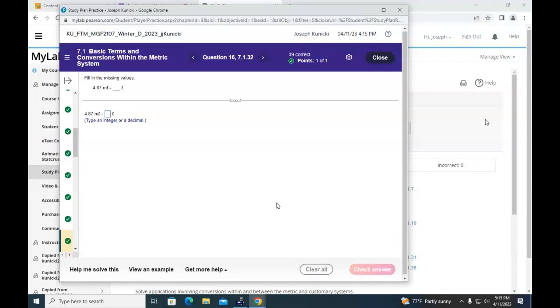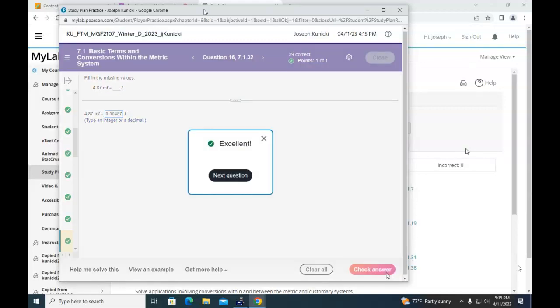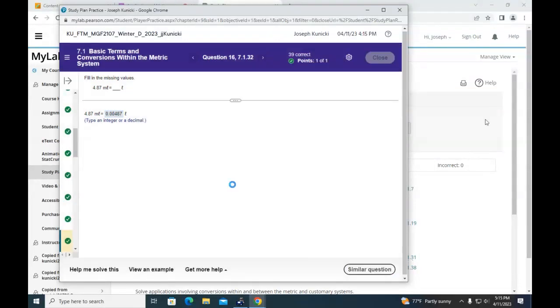Okay, number 32. So now we're going from milliliters, we're going up. So once again, we're going to divide. So we need to move the decimal place 3 places to the left, so I need 2 zeros in front of the 4. You see how I moved the decimal place 3 places to the left, so I need 2 zeros there. Okay, am I going too fast? No. Okay.